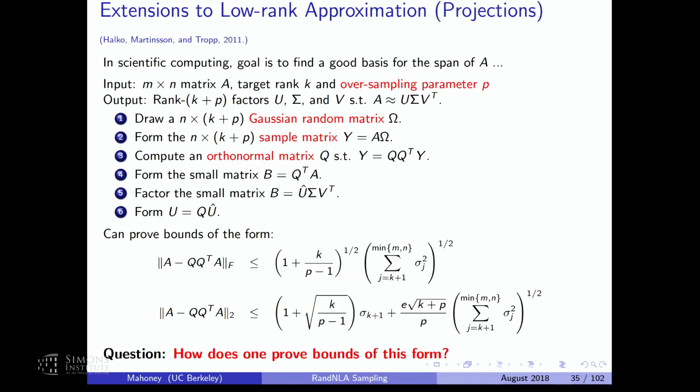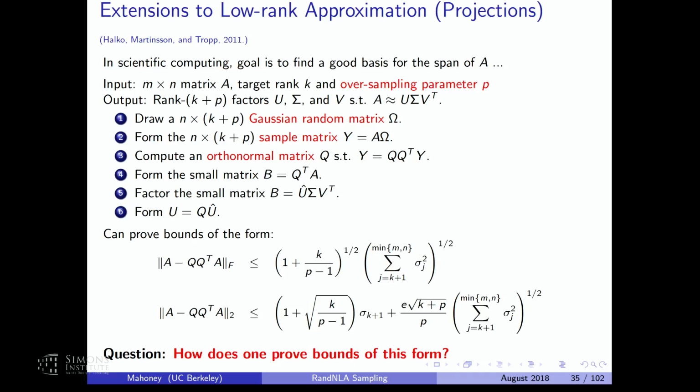So they would say draw an n by k plus p Gaussian random matrix. Form the n by k plus p sample matrix Y, which is A times omega, which is your pi. Compute an orthonormal basis Q for that. Form a small matrix B equal to Q transpose A. Factor the small matrix into U hat sigma V transpose, and then form U equal to Q U hat. If you know numerical analysis, you're probably familiar with that. Otherwise, it's not clear what one step or the other might be doing.